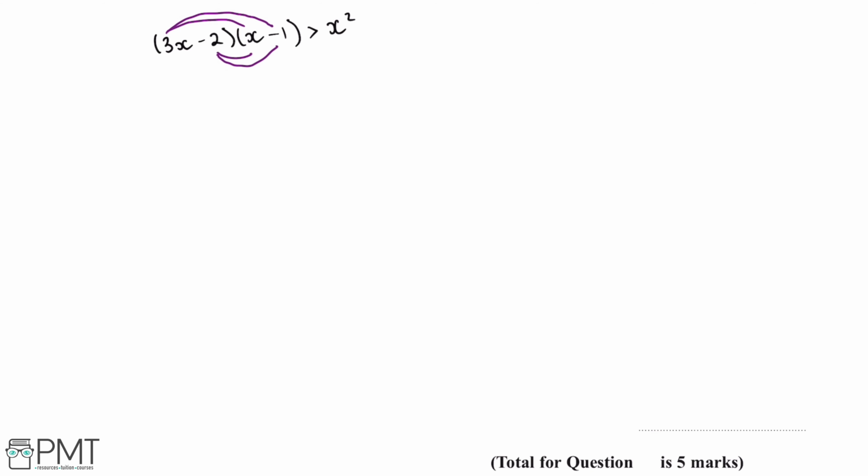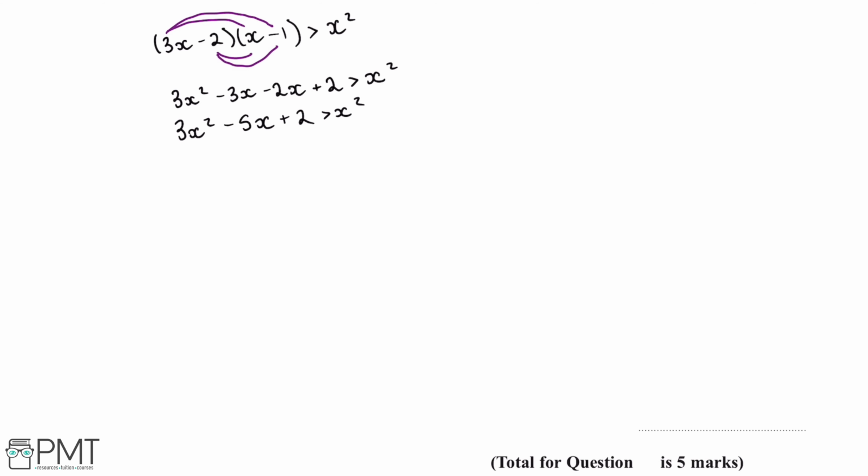So we'll first start off by multiplying 3x by x, which will give us 3x squared. 3x multiplied by negative 1 will give us negative 3x. Negative 2 multiplied by x will give us negative 2x. And then negative 2 multiplied by negative 1 will give us positive 2. And this is all greater than x squared. Now we can simplify the left-hand side of this inequality, and we can rewrite this as 3x squared minus 5x plus 2 is greater than x squared.